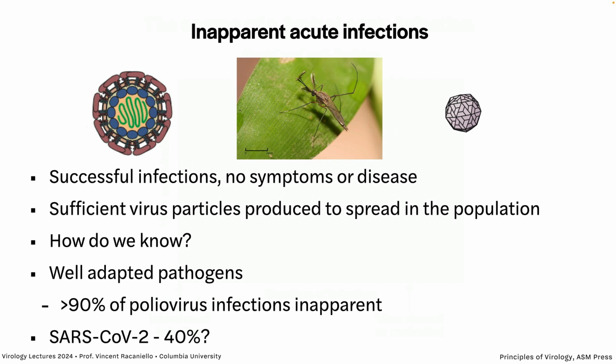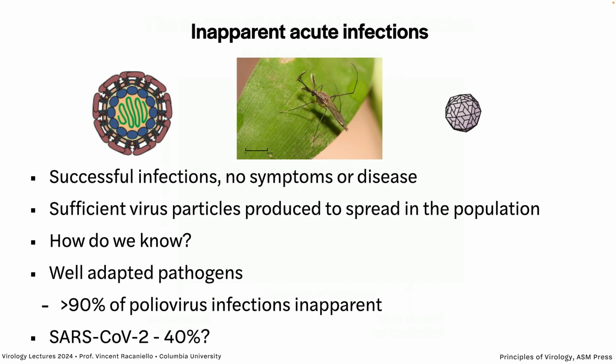A very common feature of acute infections are what we call inapparent acute infections. These are successful infections. What do I mean by successful? The virus gets in you, it enters cells, it reproduces, and you shed virus. That's a successful infection. But you don't have any symptoms, nothing you feel; there's no apparent disease. You don't get rash. You don't get paralysis. But you do make sufficient virus particles to spread in the human population.